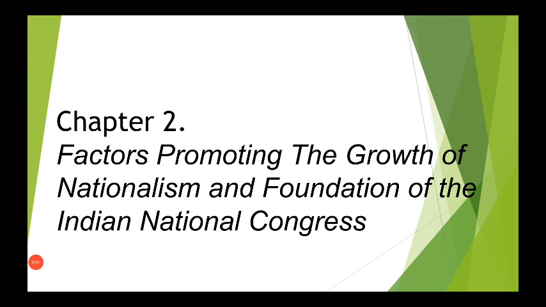Hello everyone. As all of us know, we have already finished our chapter number 1, the Uprising of 1857. This chapter number 2 is correlated with the first one. All the causes for the uprising of 1857 and the consequences of the uprising of 1857 led to the growth of nationalism. So the chapter number 2: factors promoting the growth of nationalism and foundation of the Indian National Congress.